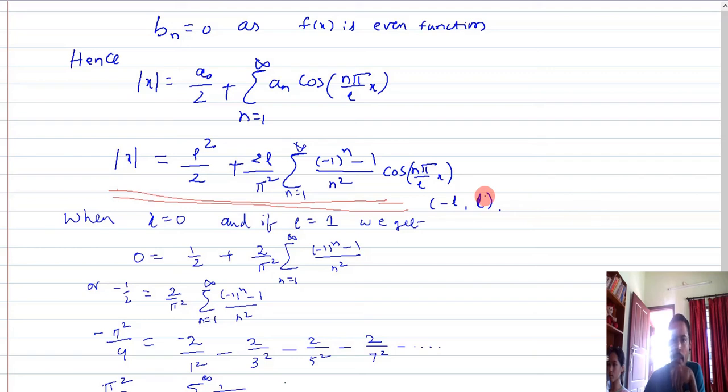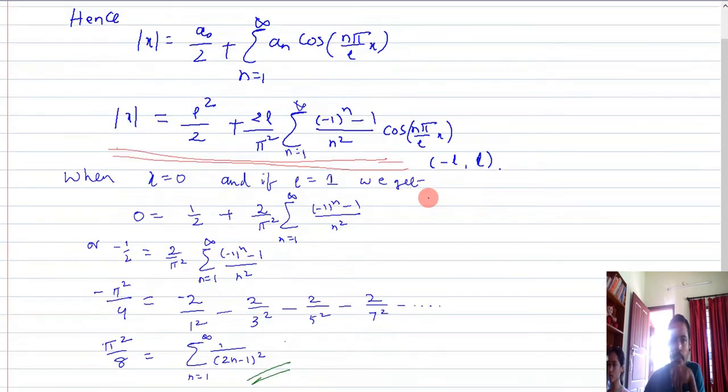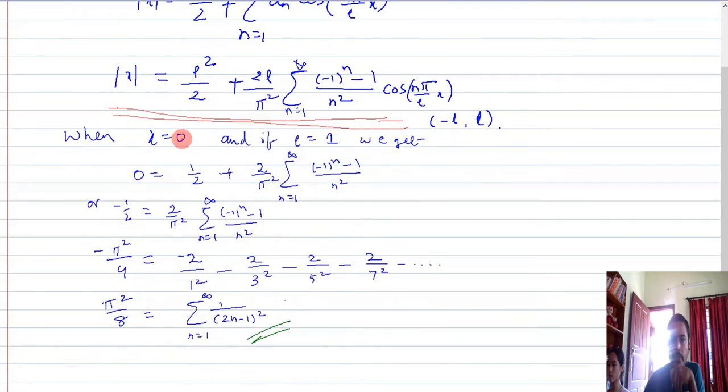We can take a particular case, even though this is not asked in this problem. I have derived it when x is 0, we get cos 0 as 1. And in particular, if you take L equal to 1, we get the expansion 0 equal to half of L, which is 1, plus 2 by pi square summation of minus 1 power n minus 1 divided by n square. And when you simplify, you will end up with the known result, that is pi square by 8 is summation of 1 by 2n minus 1 whole square, n from 1 to infinity.